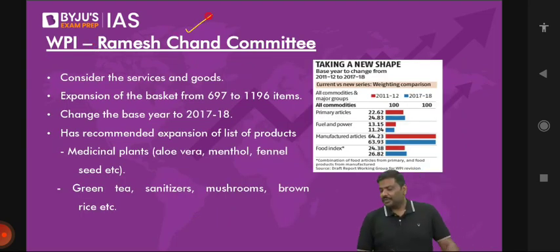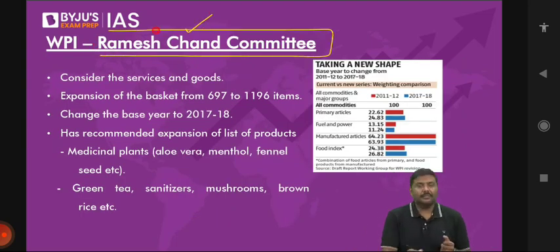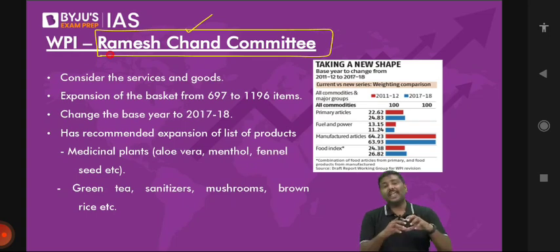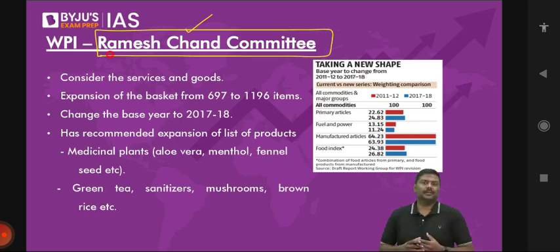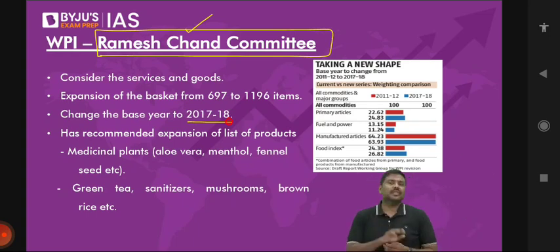There is a committee which is the Ramesh Chand committee. And this Ramesh Chand committee has recommended that we should change the WPI. How? One, we should change the base here. Right now, we are using a base year of 2011 and 12. Change the base here. Second, we should also change the composition of the basket.